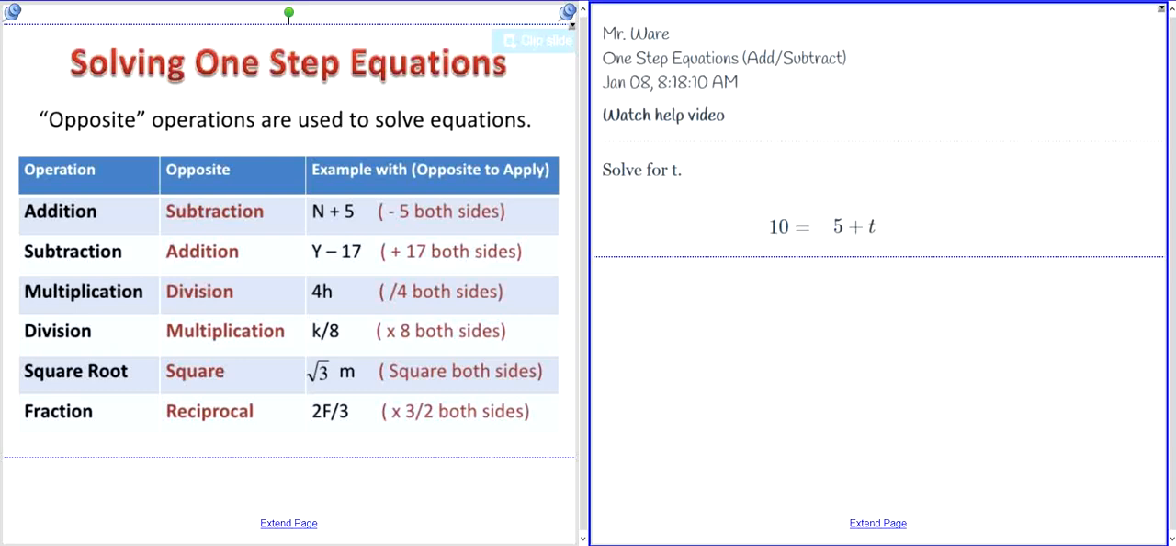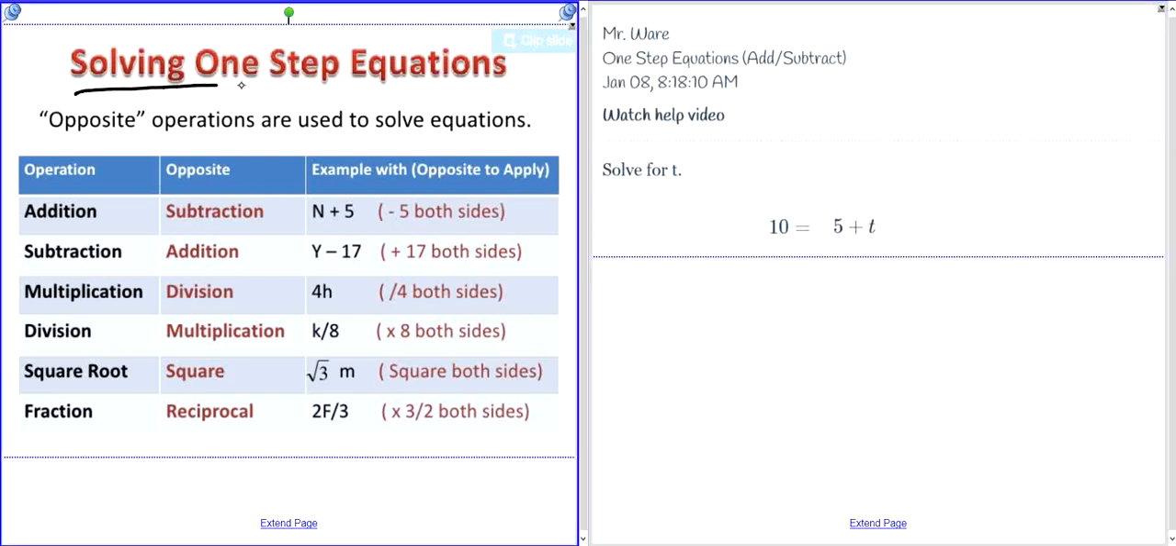Today we're going to go over solving one-step equations. Over here on the left side, we've got our notes for solving one-step equations. In order to solve equations in general, what you want to master is understanding opposite operations. You want to do the opposite of the operation that is given. If they give you addition, do subtraction. Subtraction, addition. Multiplication, division. Division, multiplication. Square root means you take the square. And fraction means the reciprocal. So you're going to do the opposite operation.